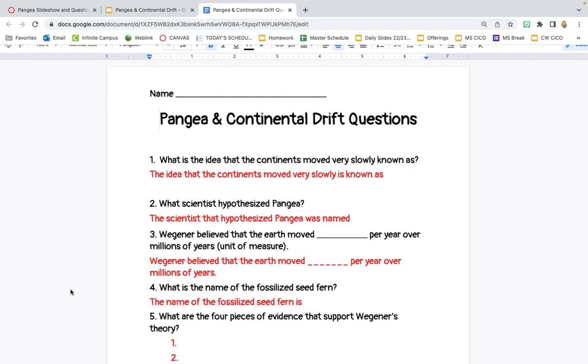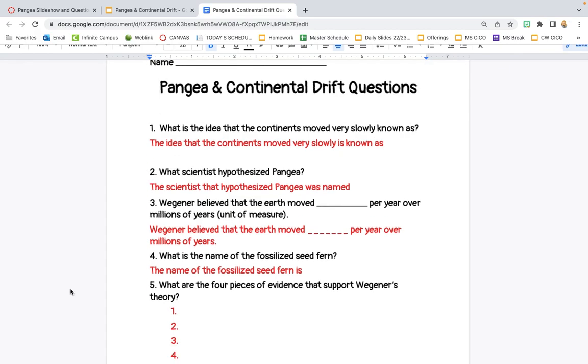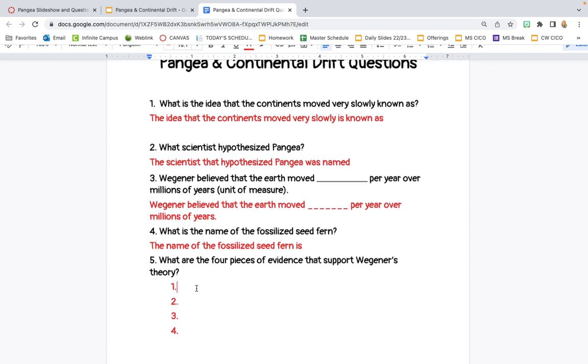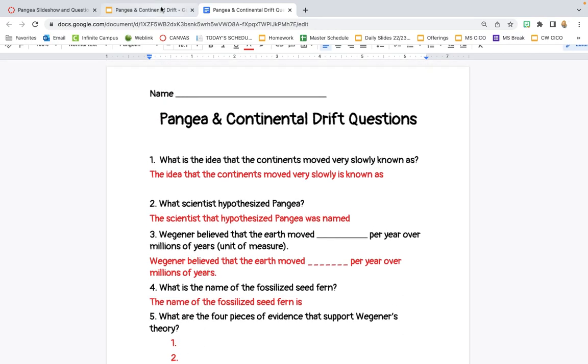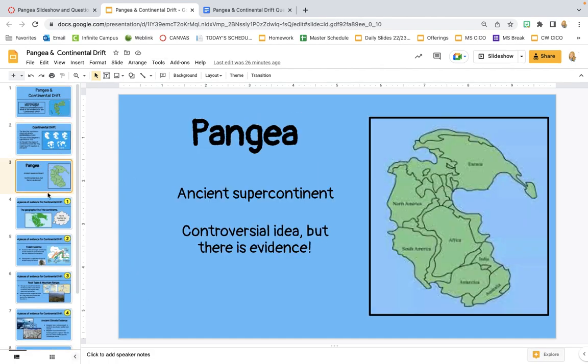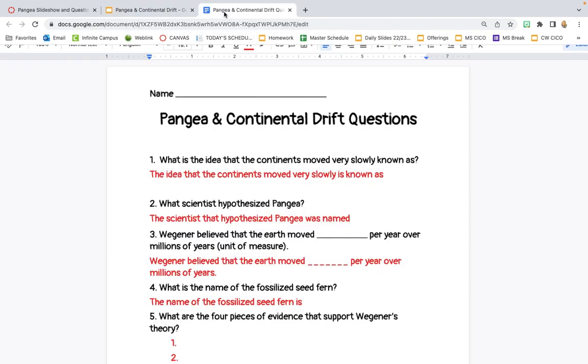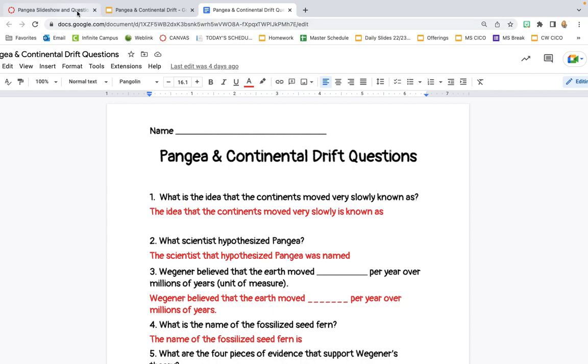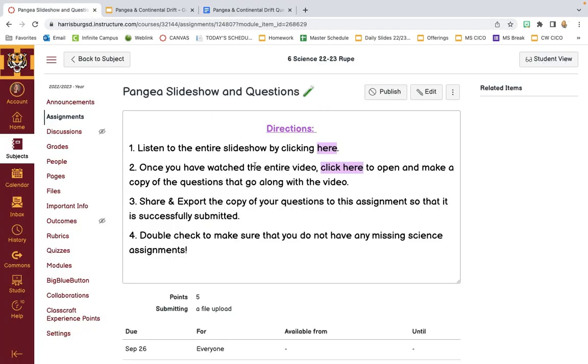What is the name of the fossilized seed fern? The name of the fossilized seed fern is, you're going to type it here. And then what are the 4 pieces of evidence that support Wagner's theory? So you're going to type the first one, the second one, the third one, and the fourth one. And again, all of these answers are coming from this slideshow that we just looked at. Once you've completely filled this out, you're going to share and export a copy to this assignment and make sure that you share and export and turn it in.